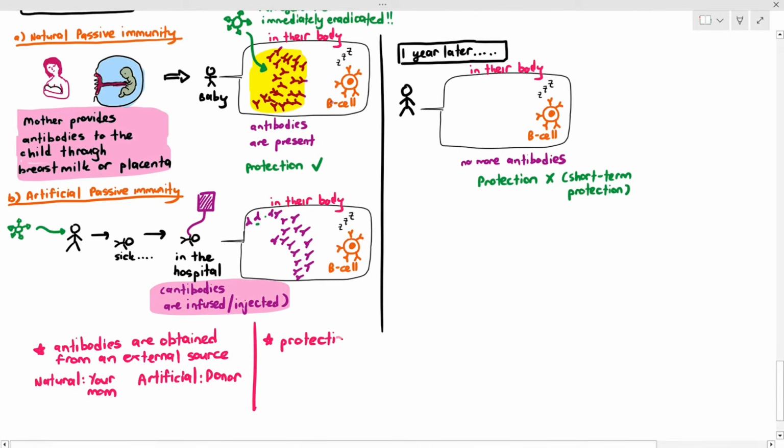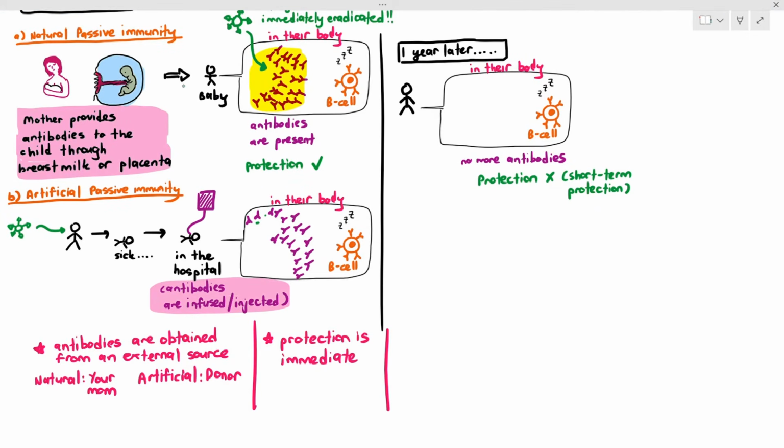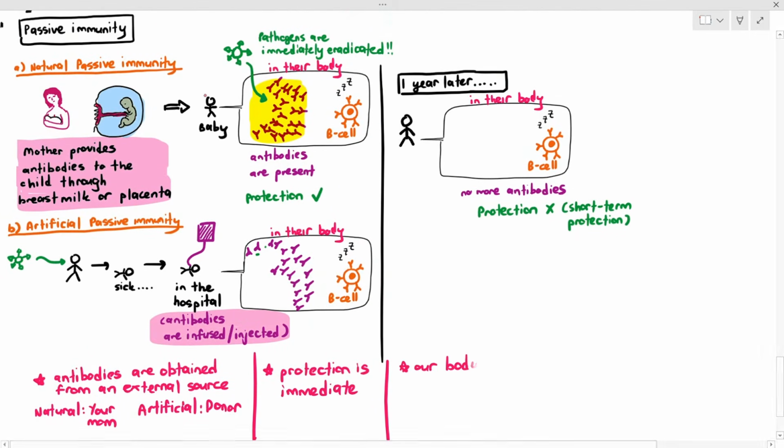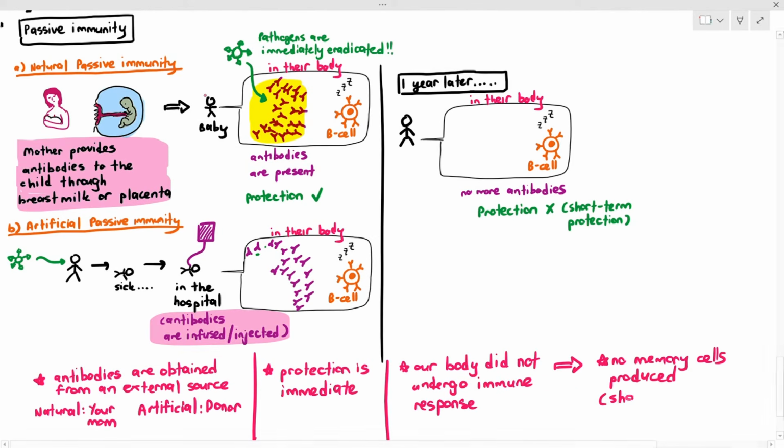The important thing to understand here is, through passive immunity, the protection is immediate. But did your own body undergo the immune response? No. As I've highlighted your B cells there, your B cells are still sleeping. They did not know what was going on at all. Because your B cells did not undergo the immune response, you did not produce memory cells. So the protection that happened earlier was short term, and it only happens as long as you're given antibodies. But in the future, if you no longer have antibodies provided to you, you will fall sick if you get infected by the same type of pathogen.